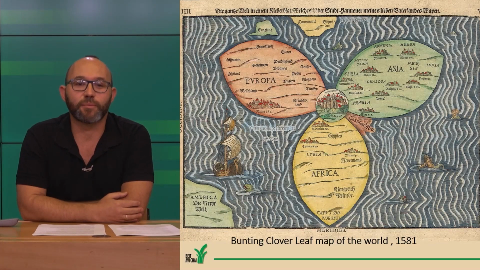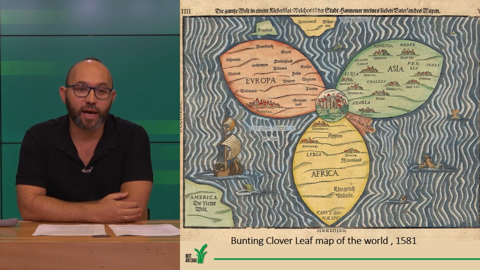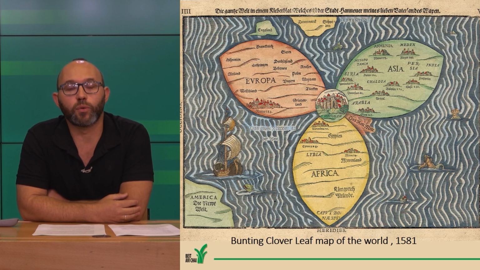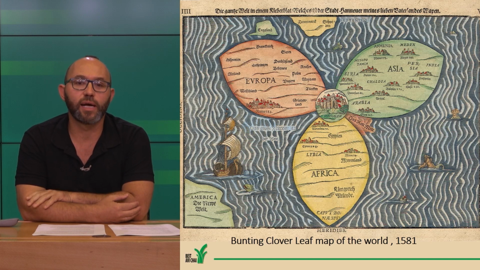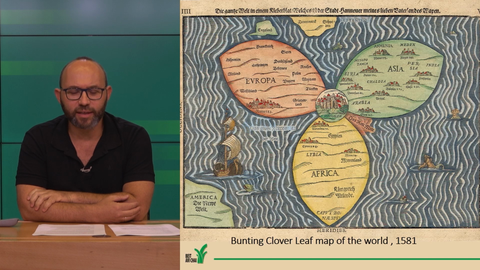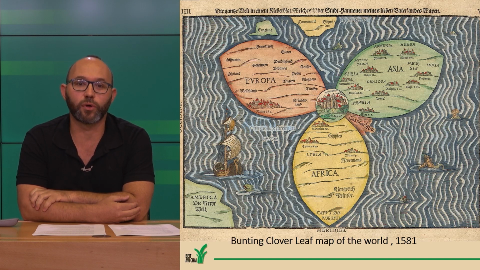I want to show you a very famous map drawn in 1581 by Heinrich Bunting. Heinrich Bunting was a Protestant scholar and also a cartographer. And he had this illustration of Jerusalem that represents in many ways the idea that Jerusalem is not only a city, but a sort of central point of the known world at that time.